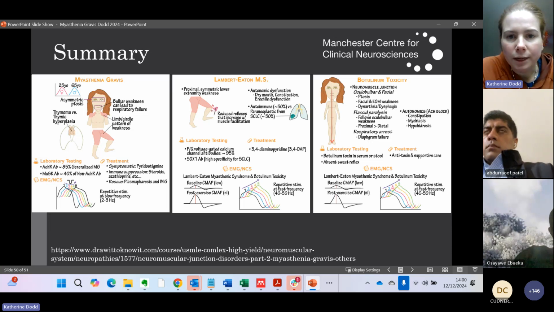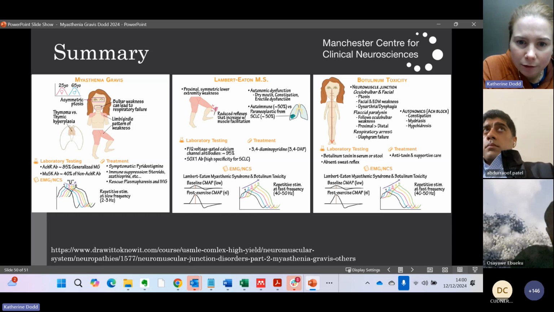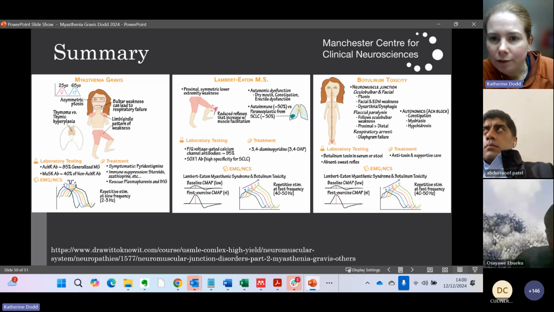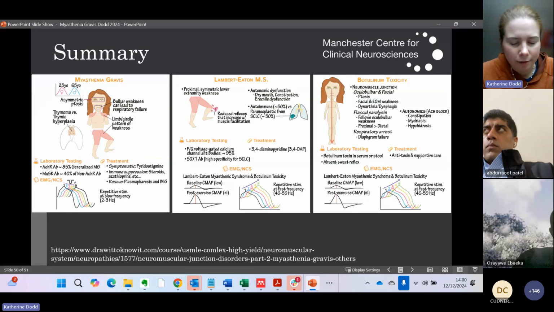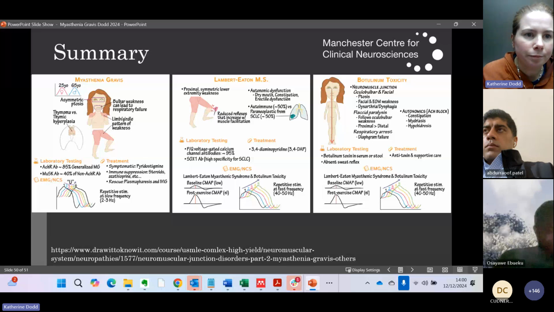Lambert-Eaton is the one where you get autonomic dysfunction as well, and 50% have a small cell lung cancer, and you get increment on the repetitive nerve stimulation. And botulism, you have this descending weakness. It's really rare. You're very unlikely to come across botulism.